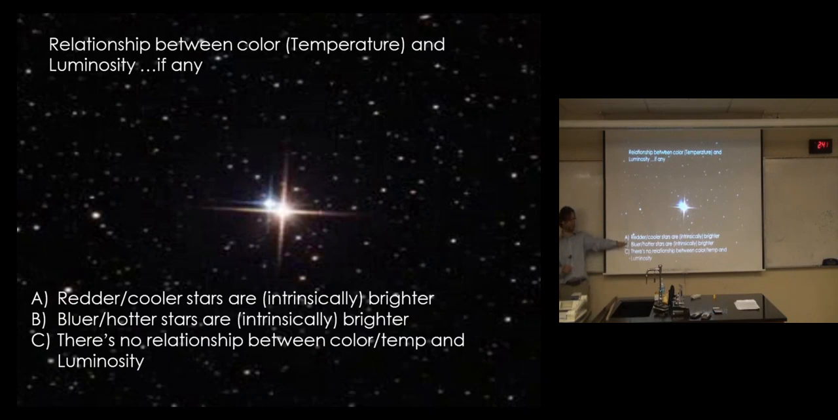So many people think A, red stars are the really luminous ones. People think B, the blue stars are the really luminous ones. No relationship? Okay, one. So you guys are believers in the non-main sequence stars. For main sequence sun-like stars, it turns out B is absolutely correct, so B is right.